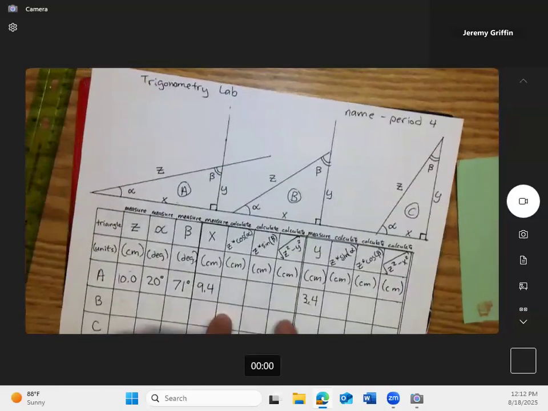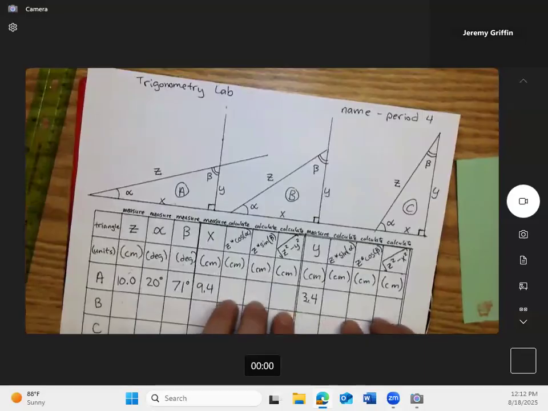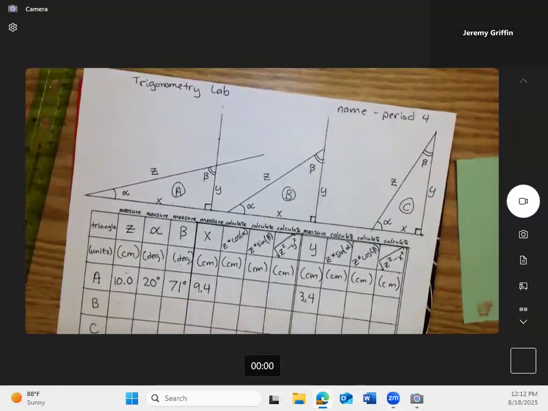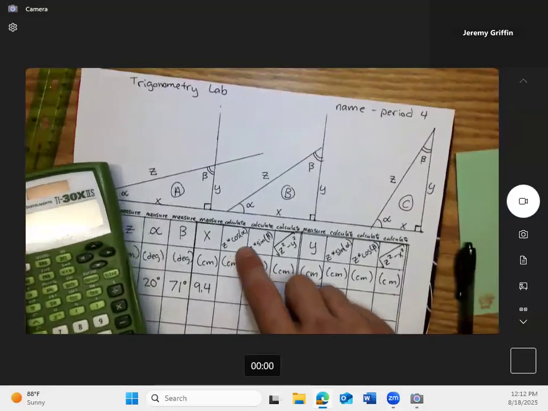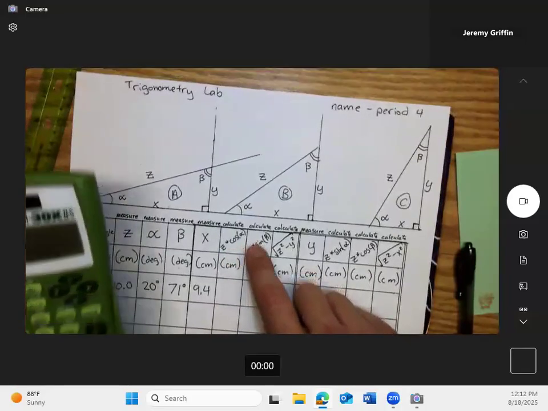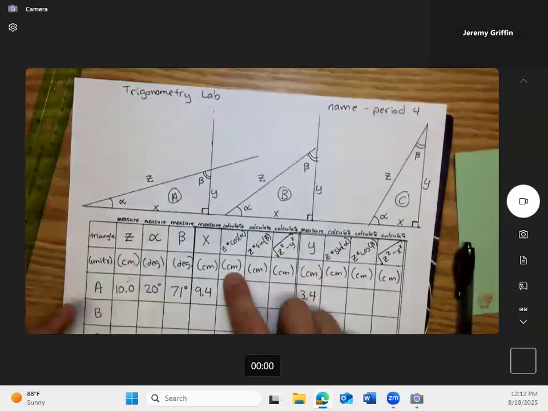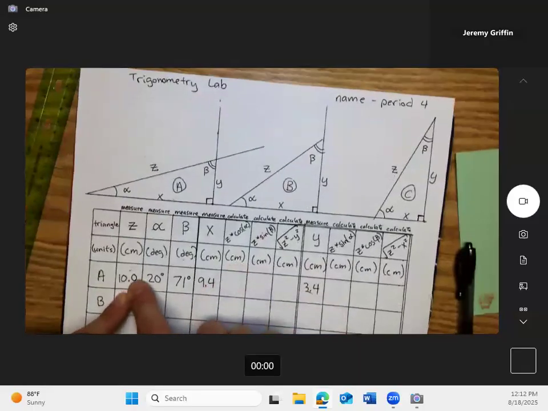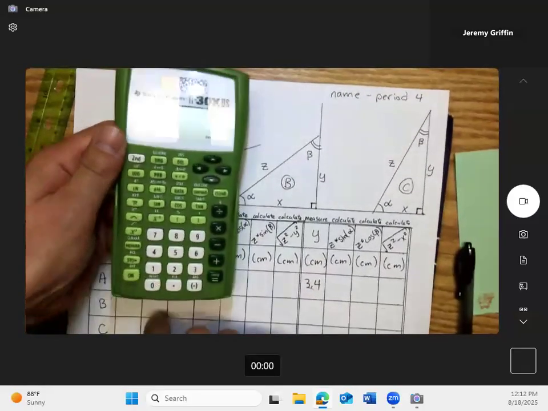All right, you guys ready to do these calculations here? Calculation time. So pull up a calculator, and all we're going to do is just follow exactly what it says. So the first one says z cosine of alpha. So pull up your calculator. Now I know z is, well, for me it's 10 centimeters. So I'm going to type in 10 for 10 centimeters.